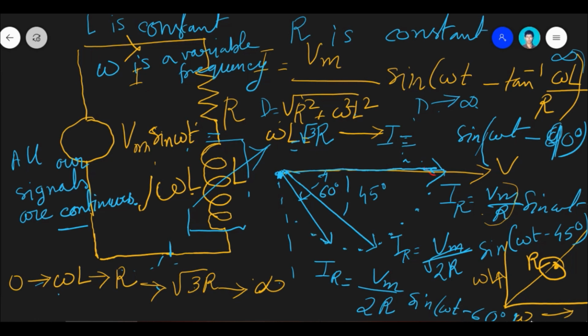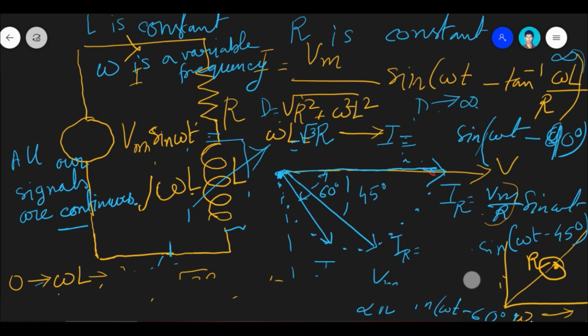Now one thing is common in all those phasors: they are following a definite rule. What is that rule? Let me clear the old space.